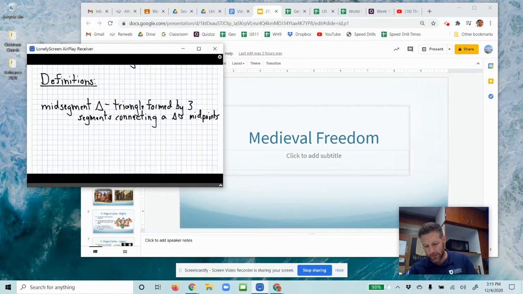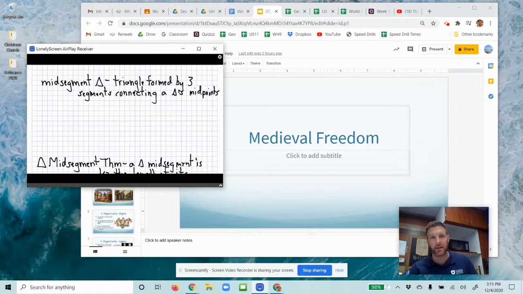So here we go. We have just two definitions. One is the mid-segment triangle. What is a mid-segment triangle? It's a triangle formed by three segments connecting a triangle's midpoints. Let's give ourselves a little drawing, but it's relatively self-explanatory. If you have a triangle, and you identify the three midpoints, I'm just going to estimate here, roughly there, and here, then if we connect those, we create what's called a mid-segment triangle.